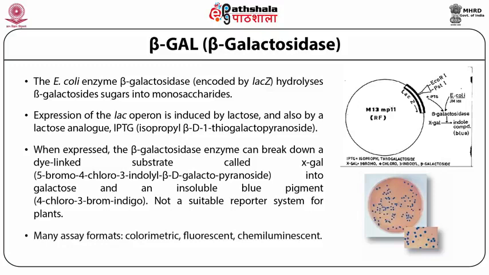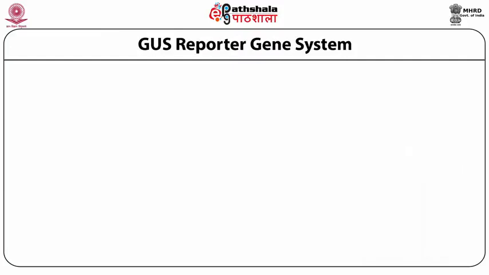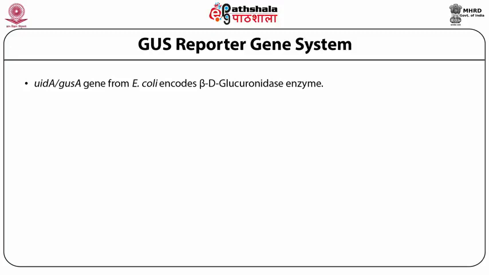There are different types of assays: colorimetric, fluorescent, chemiluminescence, or just visual detection of a blue product. A reporter system very commonly used in plants is the GUS reporter gene system. This GUS protein, beta-D-glucuronidase enzyme, is coded by a gene called UIDA or GUS-A gene from E. coli. When this gene, hooked up to a promoter, is transferred to a plant, and the promoter is active, this enzyme, glucuronidase, is produced.